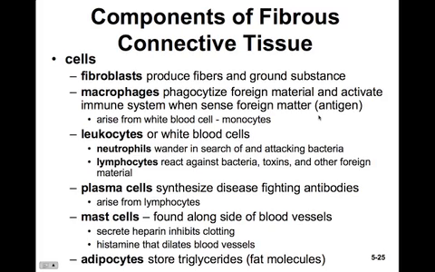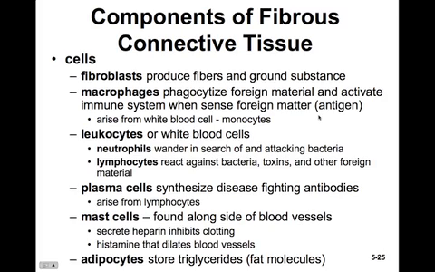There are fibroblasts. Those are the cells that produce the fibers and the ground substance, that gelatinous stuff. And we'll find macrophages. Macrophages are involved in cleanup, so they phagocytose foreign material and activate the immune system when there's foreign matter in place, an antigen. Macrophages arise from white blood cells or monocytes. We'll examine those in upcoming chapters.